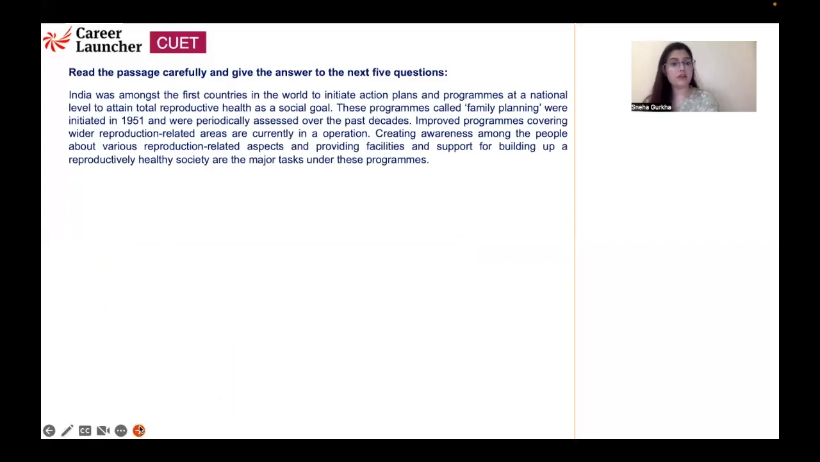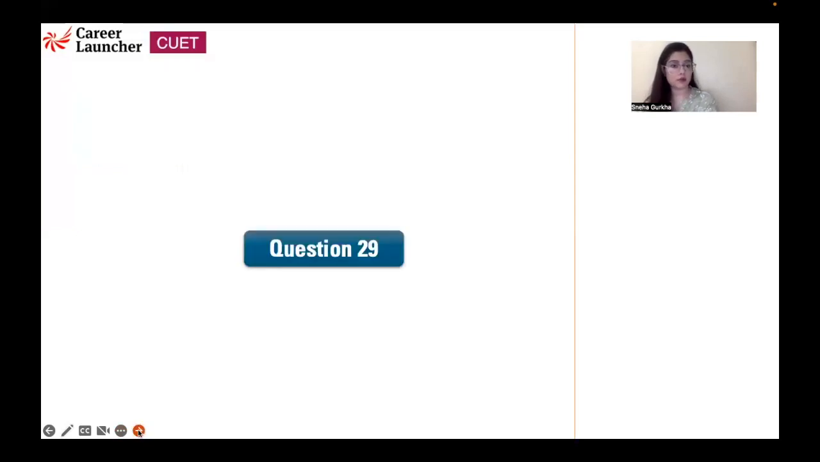Read the passage carefully, give the answer to the next 5 questions. India was amongst the first countries in the world to initiate action plans and programs at a national level to attain total reproductive health as a social goal. These programs, called family planning, were initiated in 1951 and were periodically assessed over the past decades. Improved programs covering wider reproduction-related areas are currently in operation. Creating awareness among people about various reproduction-related aspects and providing facilities and support for building up a reproductively healthy society are the major tasks under these programs.